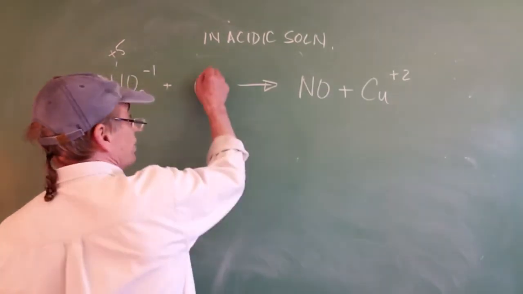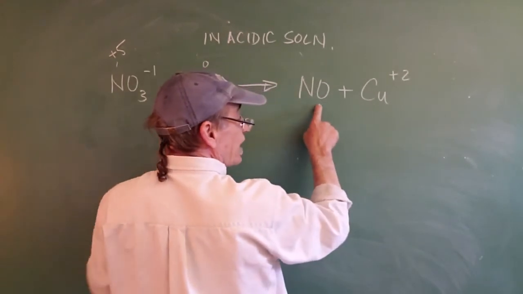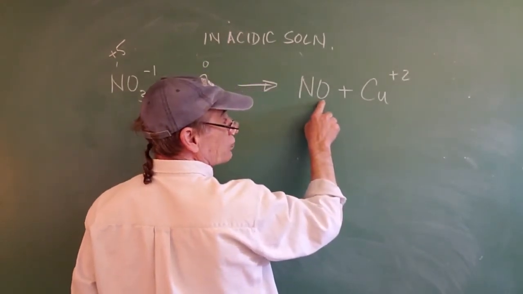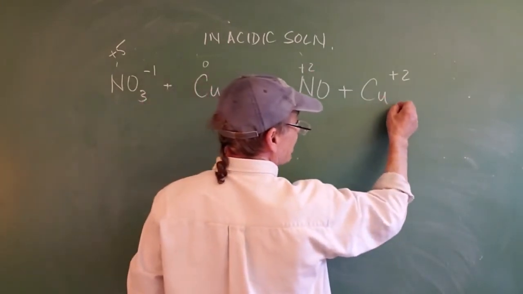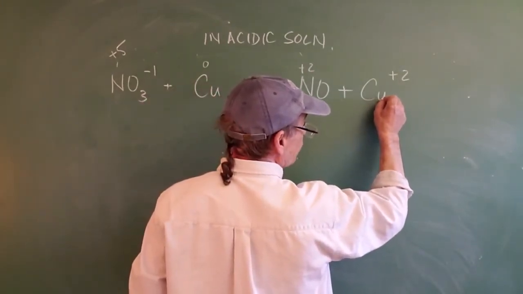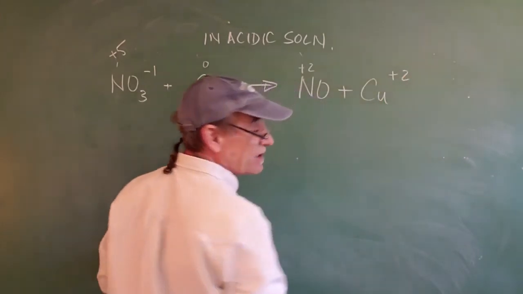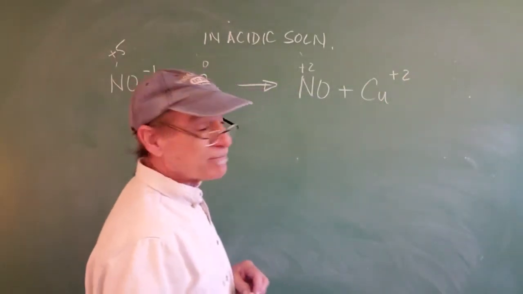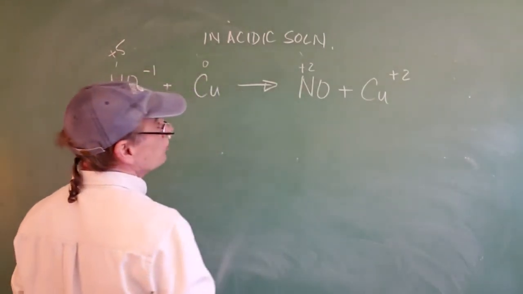The copper in its elemental state is 0. The nitric oxide, NO, with 1 oxygen at -2, this nitrogen has to be +2. And in this case, they've indicated that we've got an aqueous copper +2 ion. Again, its anion has been eliminated as a spectator ion. All right, well, I think we've identified who got oxidized and who got reduced.